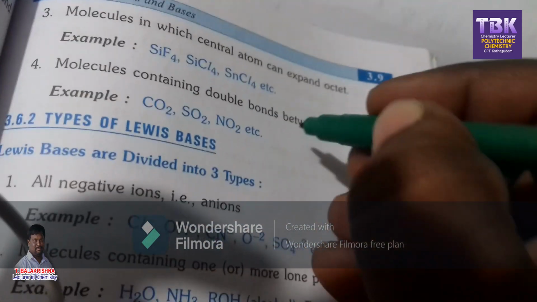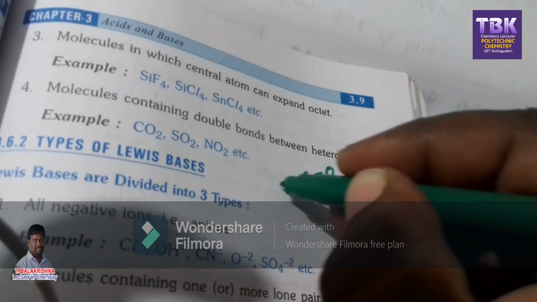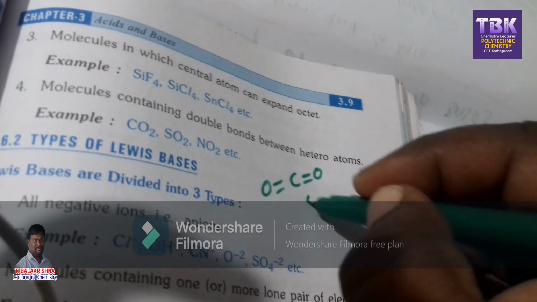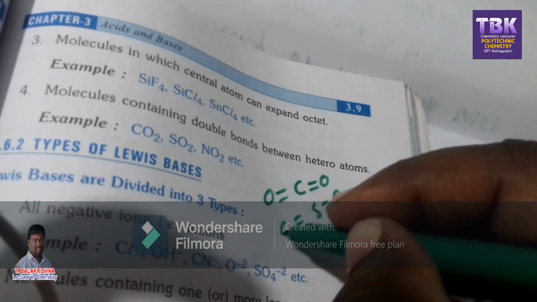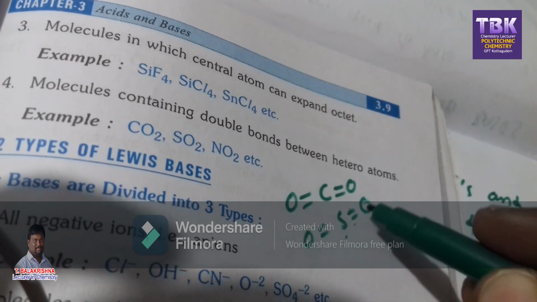Take one example, CO2. The structure of CO2 is O double bond C double bond O. So which molecule has a double bond between the heteroatoms? That means different atoms.